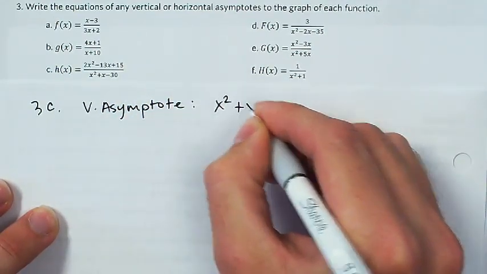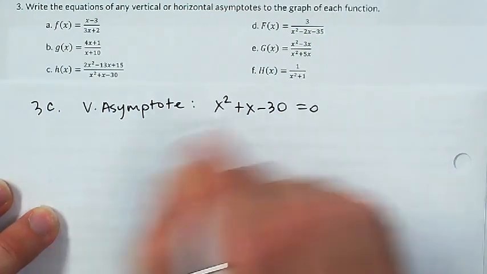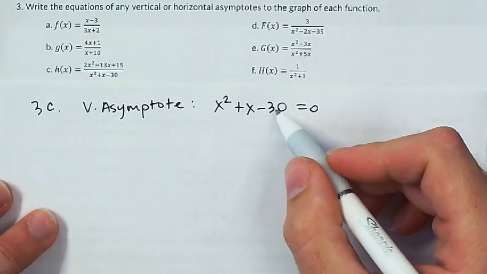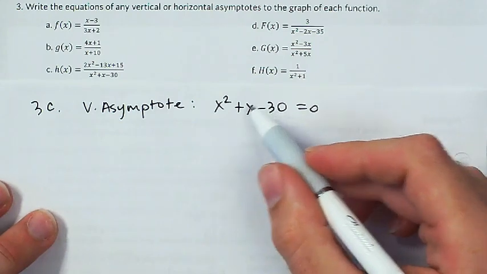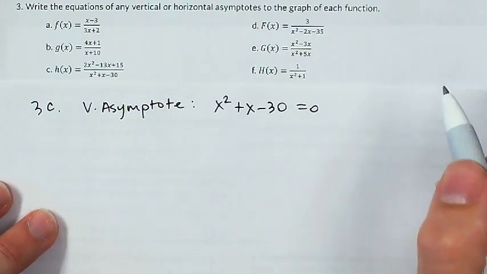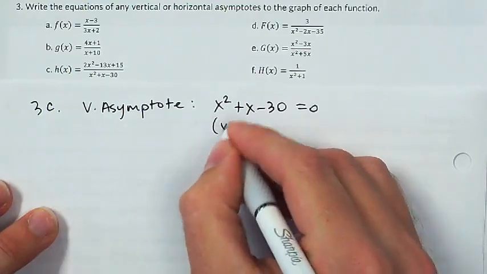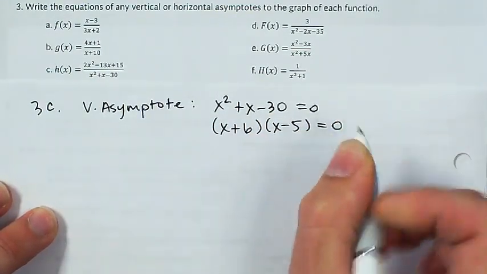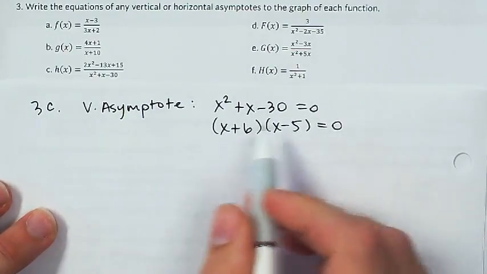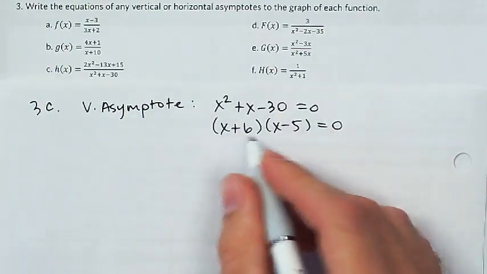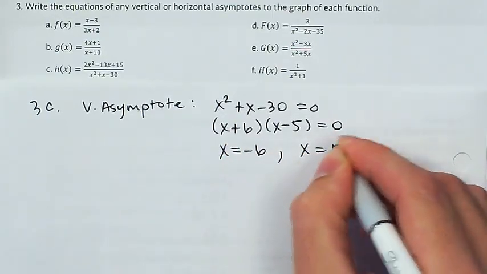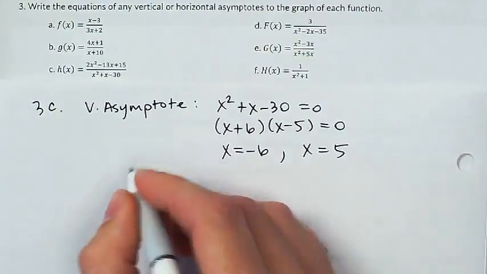That's where x squared plus x minus 30 equals 0. I need to solve this quadratic, so I'm going to try to factor. Can I think of two numbers that multiply to negative 30 and add to 1? Yes, 6 and negative 5. So x plus 6 times x minus 5 equals 0. And two things multiply together to equal 0 only if one of them is already 0. So either x plus 6 is 0, or x minus 5 is equal to 0. So I got the equations of my two vertical asymptotes.